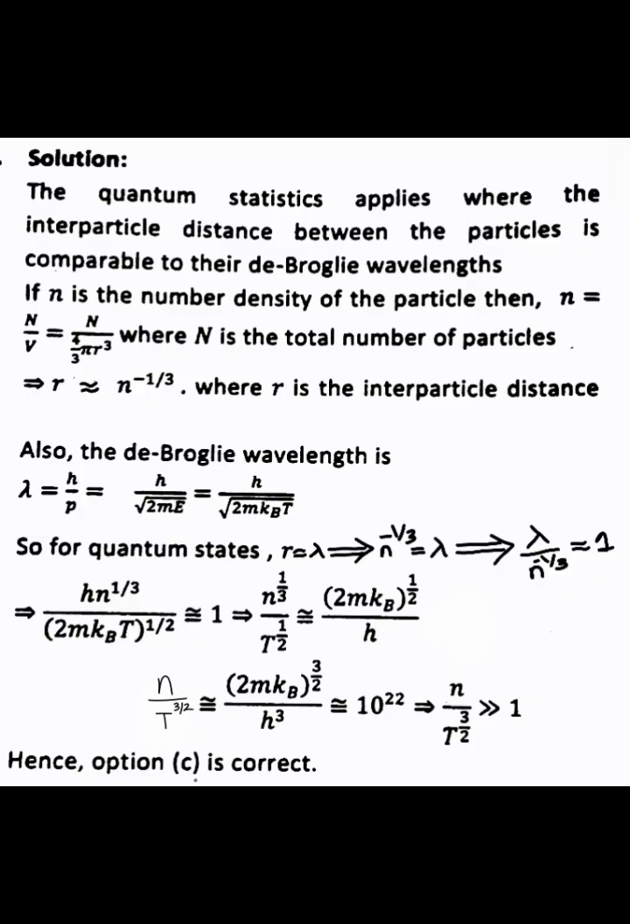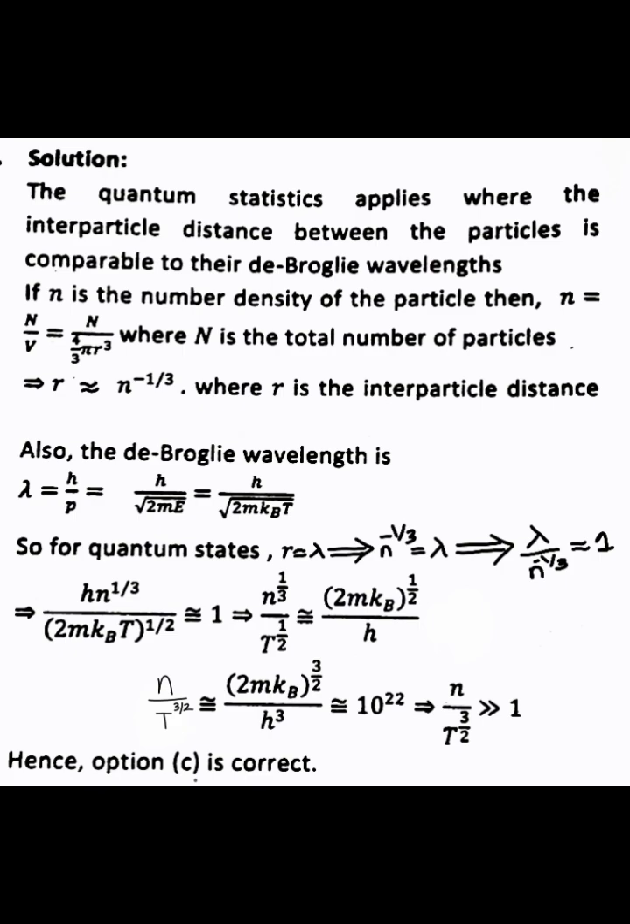Then by the de Broglie wavelength, lambda is equal to h by p, and this is equal to h by square root over 2mE, and this is equal to h by square root over 2m kBT, because here E is equal to kBT. For quantum states, r is approximately equal to lambda, that is n raised to minus 1 by 3 is approximately equal to lambda, that is lambda by n raised to minus 1 by 3 is approximately equal to 1. Substituting the value of lambda here, we can write h n raised to 1 by 3 divided by 2m kT the whole raised to 1 by 2 is approximately equal to 1.